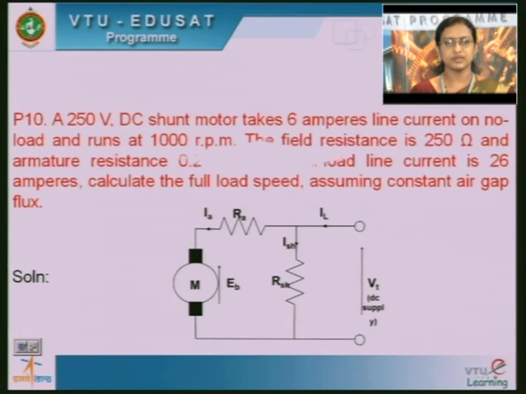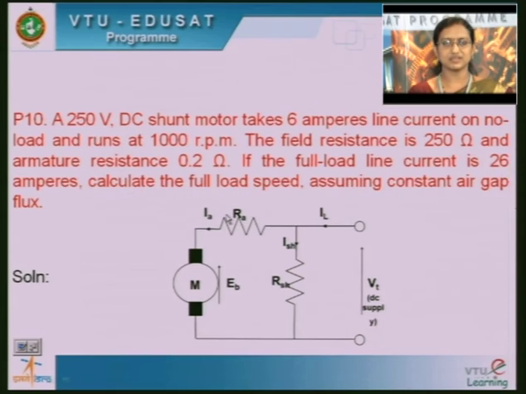Now, you see in this problem it is a 250 volt DC shunt motor, takes 6 amperes line current on no load, and runs at 1000 rpm. At no load, the motor is running at 1000 rpm. The field resistance RSH is 250 ohm and RA is 0.2 ohm. At no load the current is 6 amperes, and at full load the line current is 26 amperes. Calculate the full load speed assuming constant air gap flux.